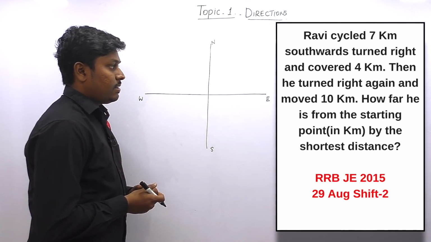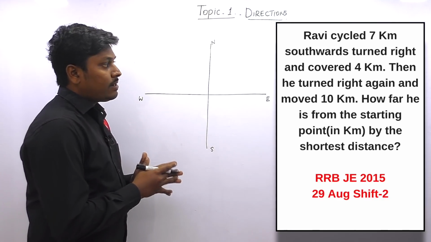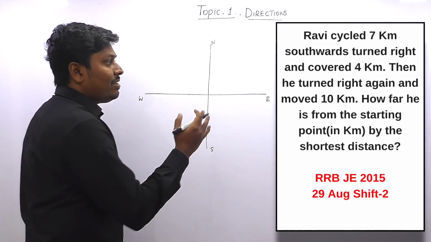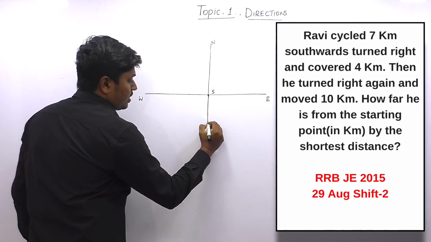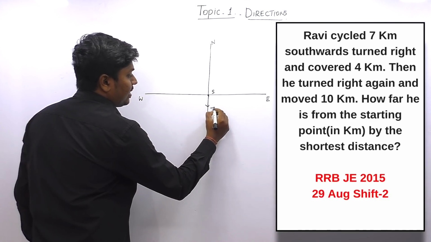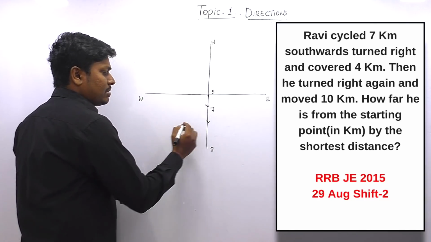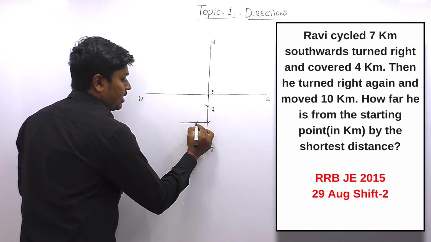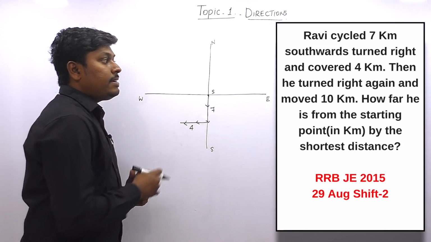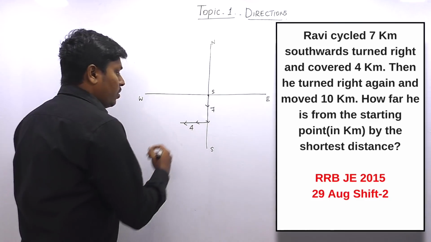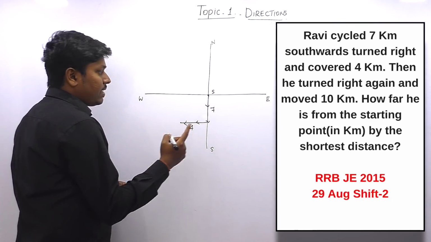Question number 6. Ravi cycled 7 kilometers southwards, turned right and covered 4 kilometers. So initially Ravi cycled 7 kilometers southward. Let me fix this as the starting point. From here Ravi travels 7 kilometers southward, and turns right and covers 4 kilometers. The right hand side will be this side, and he is turning right and covering a distance of 4 kilometers. Then he turned right again and moved 10 kilometers. From this point he turns to the right hand side and covers a distance of 10 kilometers.